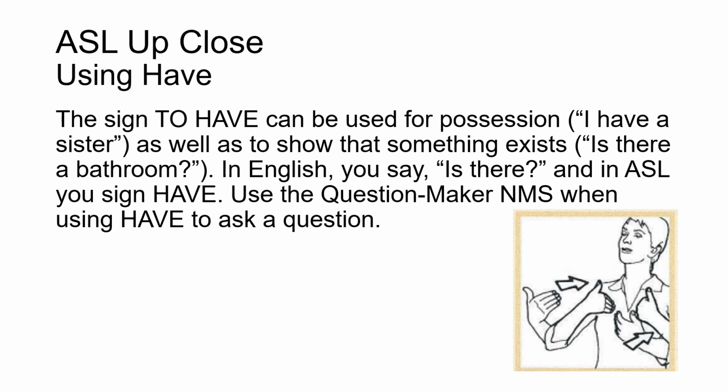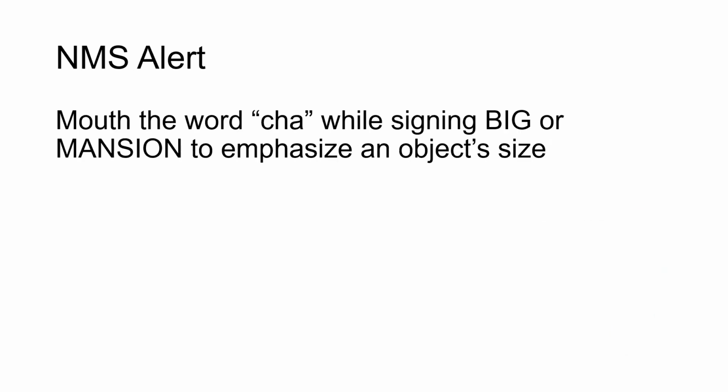ASL up close, using have. The sign to have can be used for possession, as in I have a sister, as well as to show that something exists. Is there a bathroom? In English, you say is there, and in ASL, you sign have. Use the question maker NMS when signing have to ask a question. The picture in the bottom right corner shows the ASL sign for have.